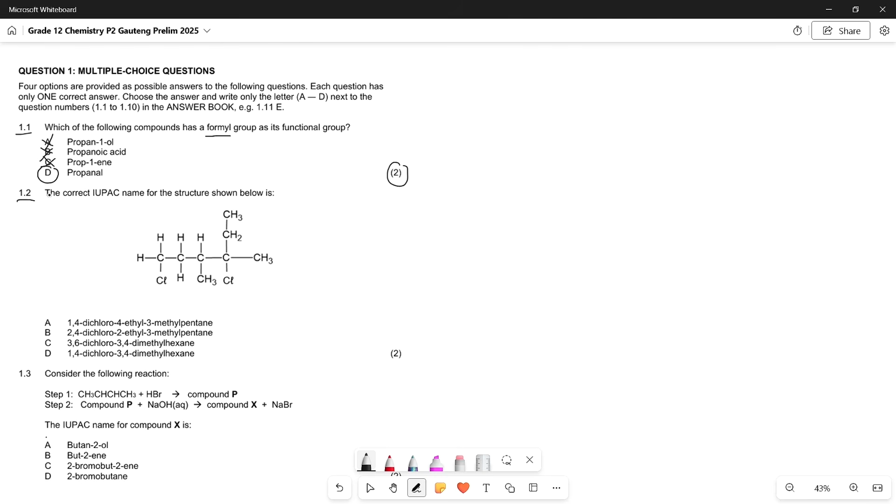And then on to 1.2, the correct IUPAC name for the structure shown below is, so we have our various options over here. We have A, 1,4-dichloro, 4-ethyl, 3-methylpentane, B, 2,4-dichloro, 2-ethyl, 3-methylpentane. C is 3,6-dichloro, 3,4-dimethylhexane, and D is 1,4-dichloro, 3,4-dimethylhexane. So we have our various options here, and the first step we have to do when we identify an IUPAC name is to find our longest chain, where the most action is happening.